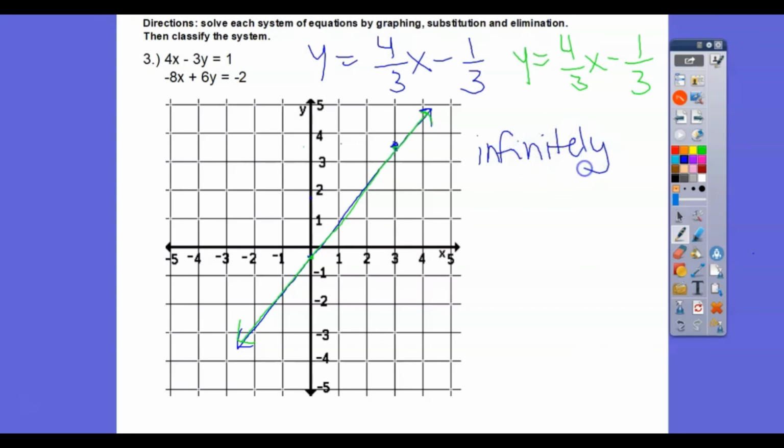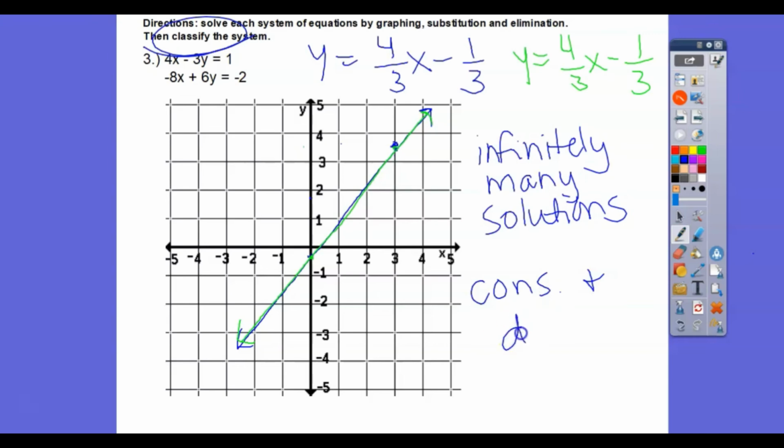And remember that you have to say that because the directions say to solve, okay? The directions say to solve each system. So you have to say that there's infinitely many solutions, and we call this system consistent. And in this case, it's dependent. One line depends on the other. Let's go ahead and solve this now by substitution and elimination.